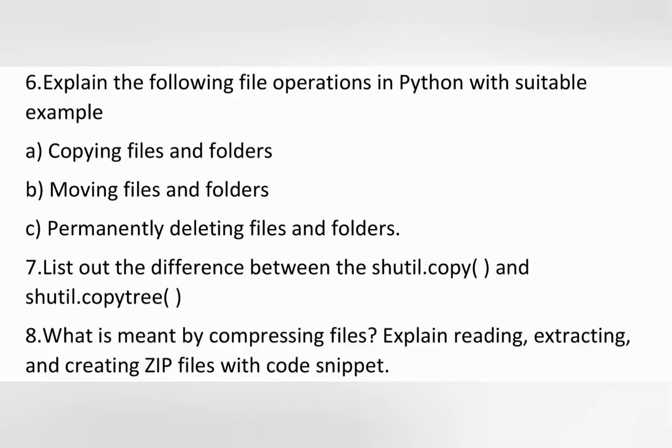The sixth question is explain the following file operations in Python with suitable example: copying files and folders, moving files and folders, permanently deleting files and folders. The seventh question is list out the difference between shutil.copy and shutil.copytree. The eighth question is what is meant by compressing files, explain reading, extracting, and creating zip files with code snippet.